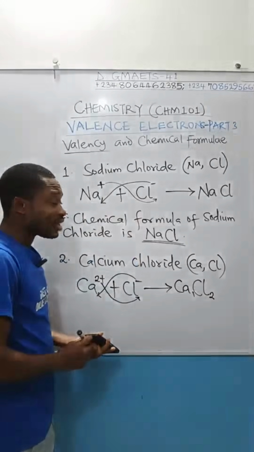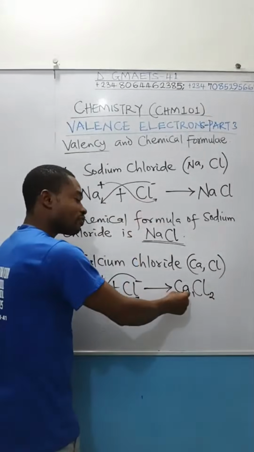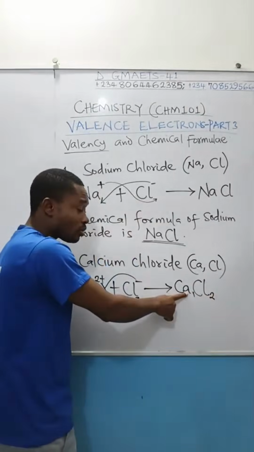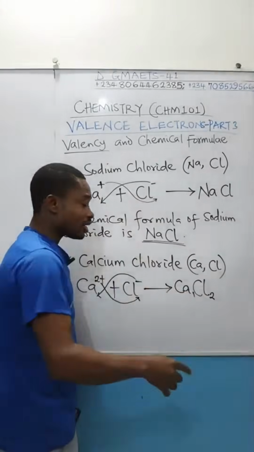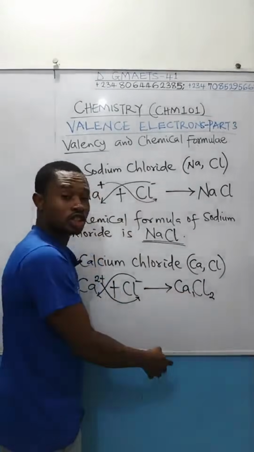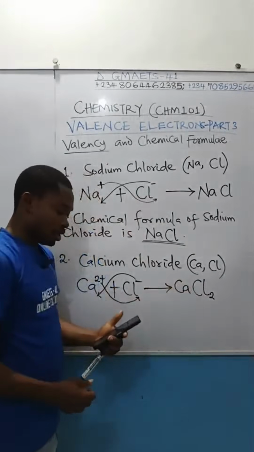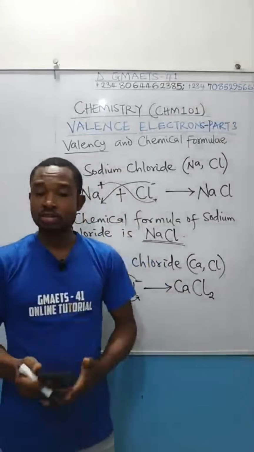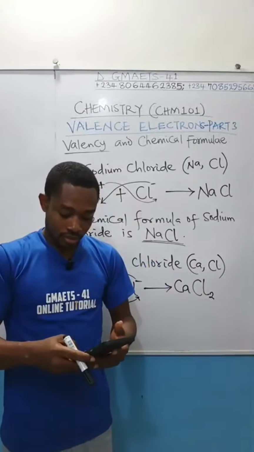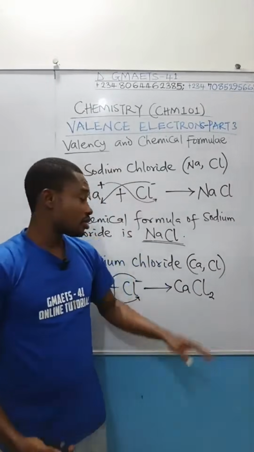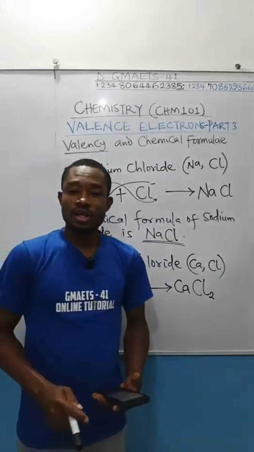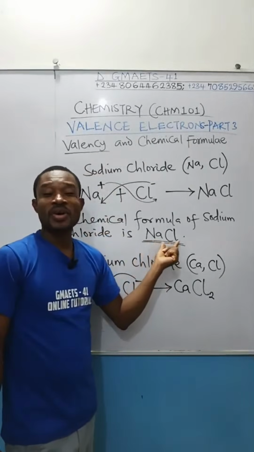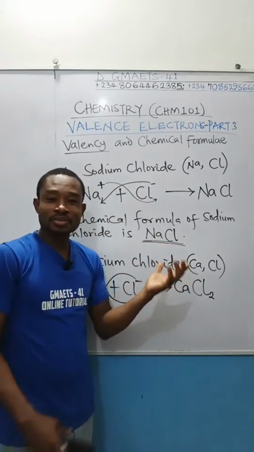You now see that the atomicity, the number of atoms of calcium in this compound, calcium chloride, is 1. And when the atomicity is 1, I told you we don't show it. So I'll wipe this off. This is calcium chloride. So do you see? Sodium chloride is this, NaCl, 1 atom. Now look at calcium chloride.